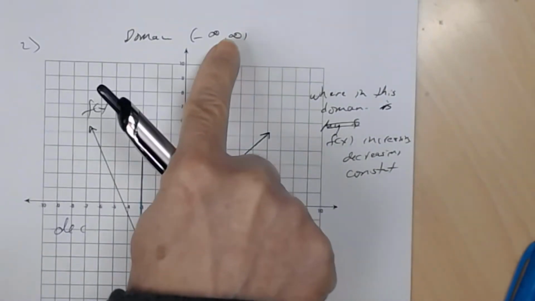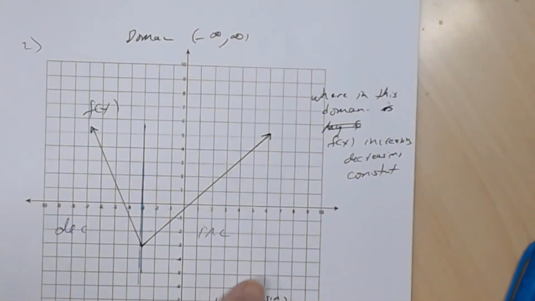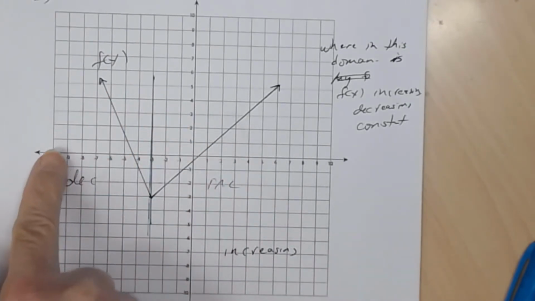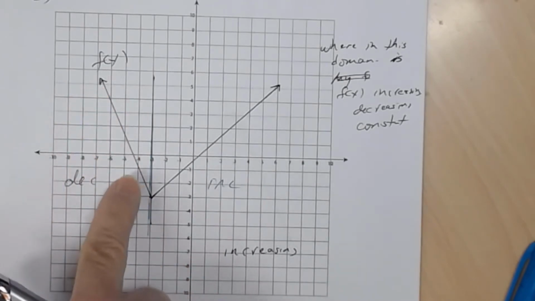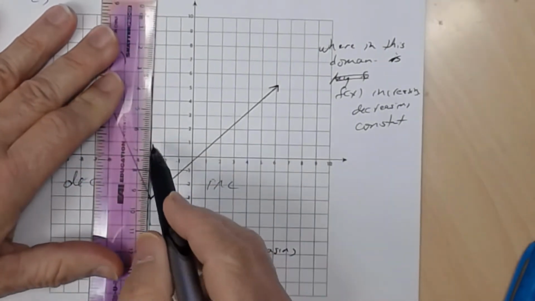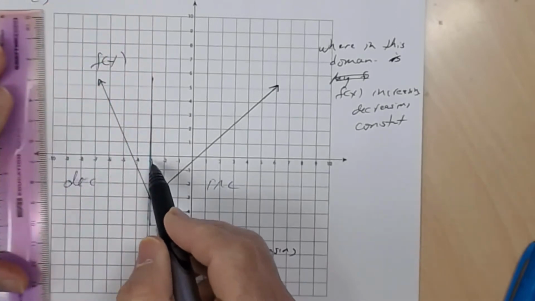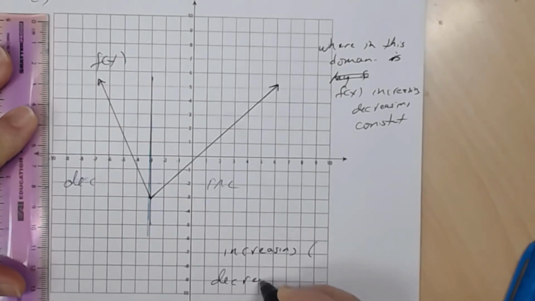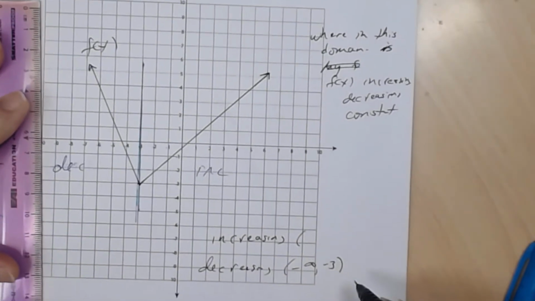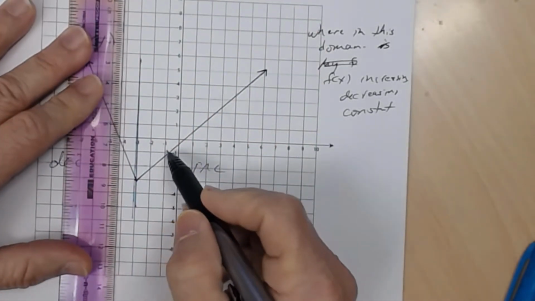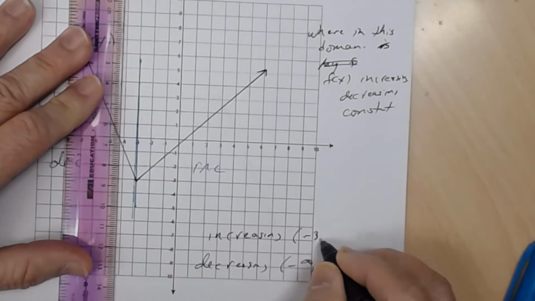All right. So here's my domain. To answer this question, this function was divided into 2 intervals. In this interval, my y value decreases, and then over here my y value increases. So from negative infinity to this x value right here, which is negative 3, what are those y values doing? Decreasing. All right, so decreasing from negative infinity to negative 3. And remember, always put parentheses. And then from negative 3 to infinity, what are those y values doing? Those y values are increasing. So negative 3 to infinity.